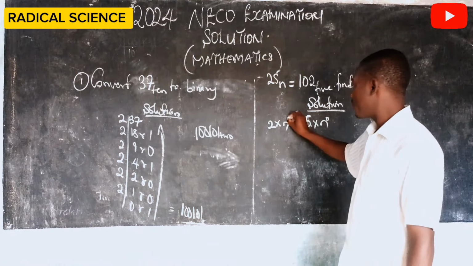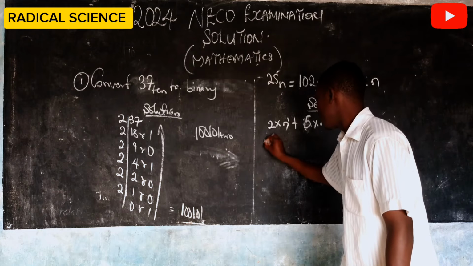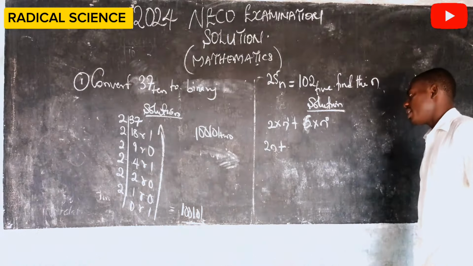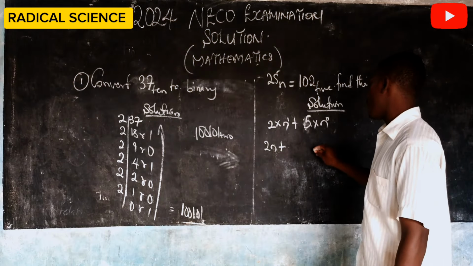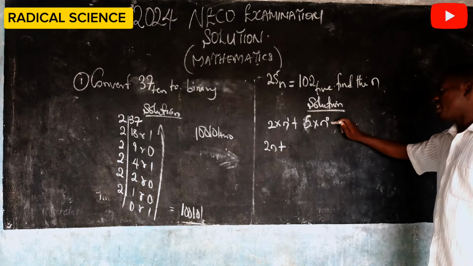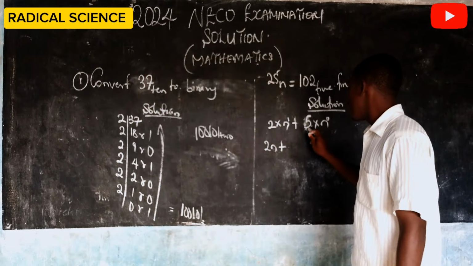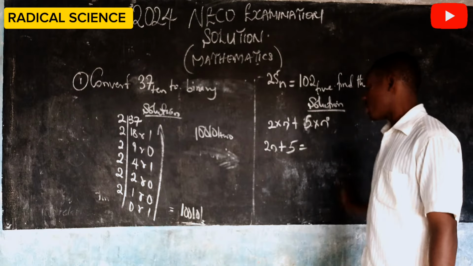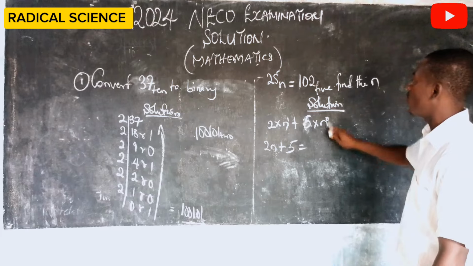You know very well that 2 times n is 2n, plus, we are told in indices that any number or alphabet raised to power 0 is equal to 1. Therefore, since n is raised to power 0, our answer is 5 times 1, which is 5, because any number raised to power 0 is equal to 1.